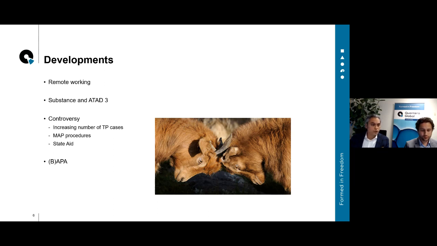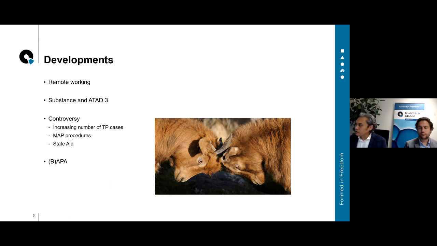Developments, controversy. What do we see? We see many more TP cases, court cases, where taxpayers are being challenged by tax authorities on different kinds of intercompany transactions, on rulings, content of rulings, also that you've seen with probably the state aid case with Fiat.